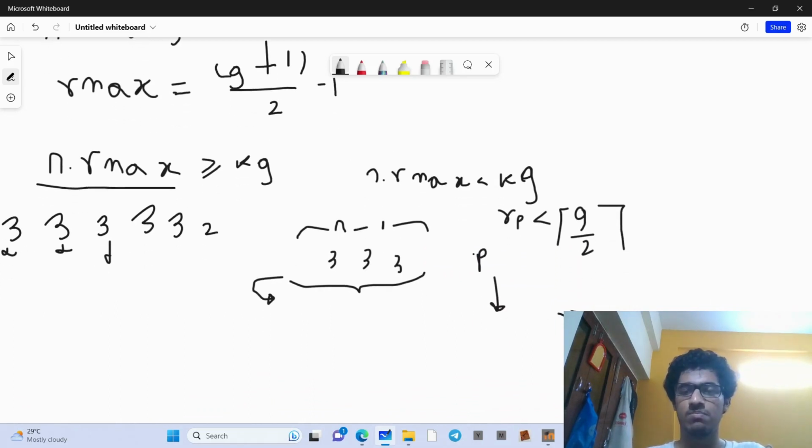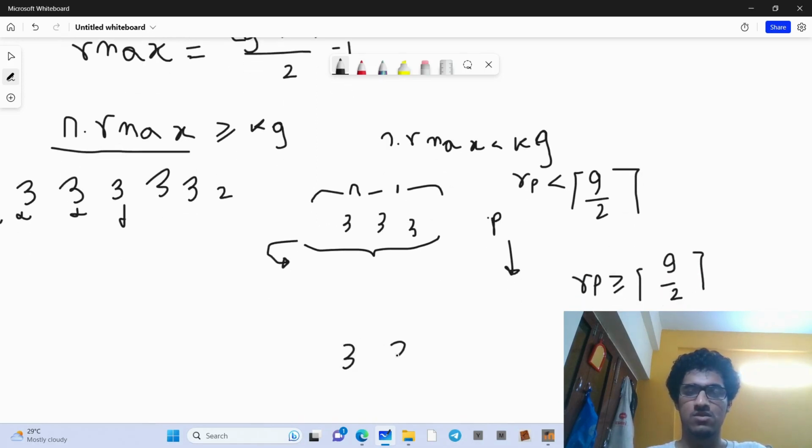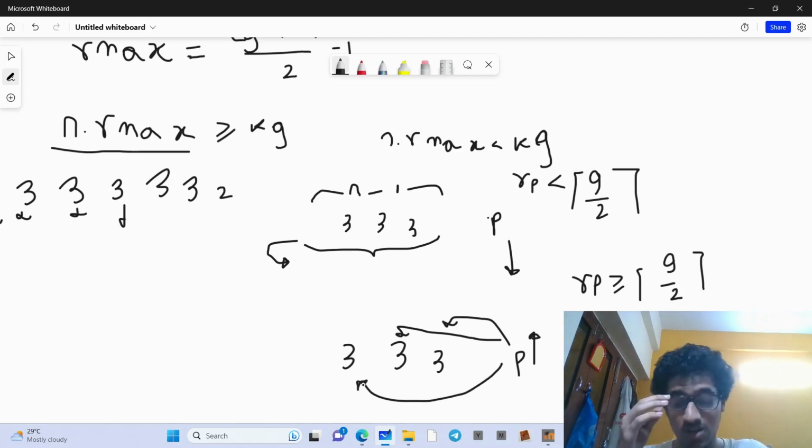Now, suppose that rP is greater than or equal to g by 2. So in that case, this pth element gets upscaled. And even in that case, I claim we are done, because say we have all these threes and a p, and this p is getting upscaled. Now we want to change the distribution to make it more optimal. So what we do is we take some elements away from p and start putting them into some of these, right? Because this is the only way to make it optimal: reduce one of them and try to see whether it works.